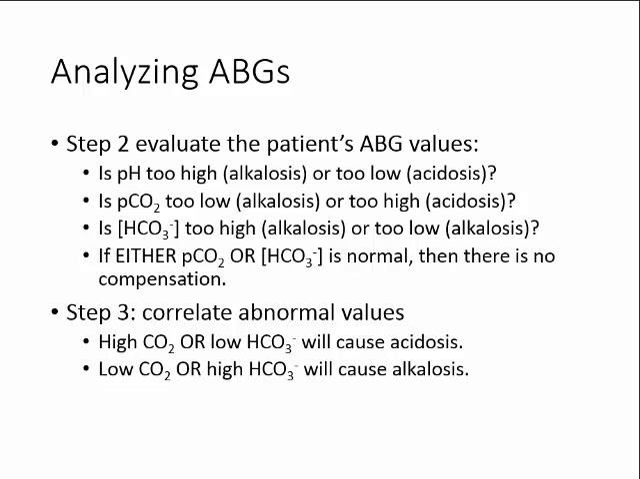Step two is to evaluate the patient's ABG values. Is the pH too high, which would be alkalosis, or too low, which would be acidosis? Is the PCO2 too low or too high? Is bicarbonate too high or too low? If either PCO2 or bicarbonate concentration is normal, then there is no compensation.